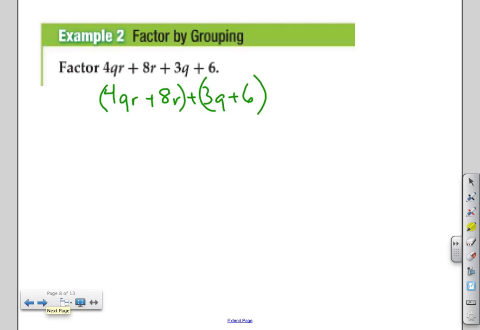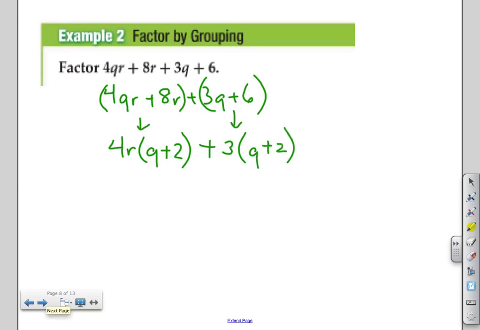Now, what can I pull out of this? I can pull 4r out, and what do I have left? Q plus 2. Do you see why? If I pull the 4 out, that leaves nothing with this q. If I pull the 4 out of the 8, it gives me a 2 left here. And if I pull the r out, it's gone. Okay, and how about out of this one? How can we factor that? Well, we can take out a 3, can't we? That will leave us a q plus 2.